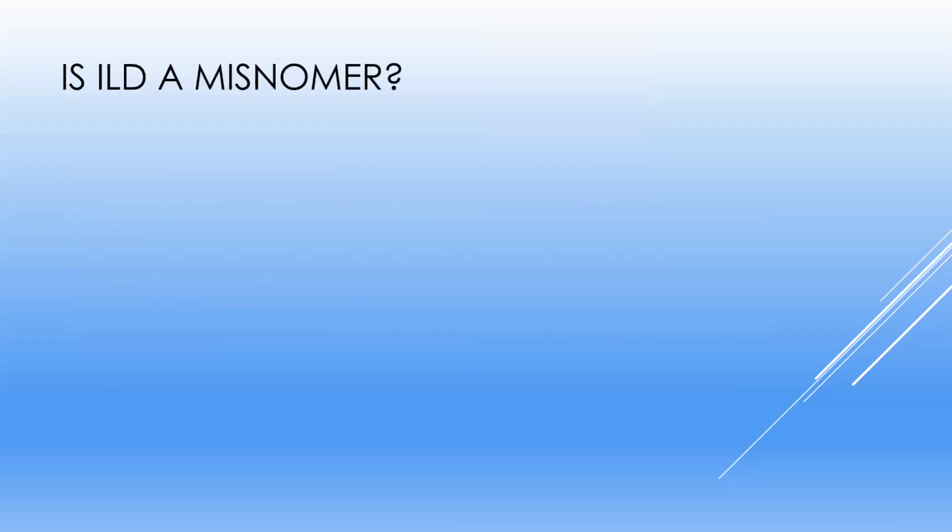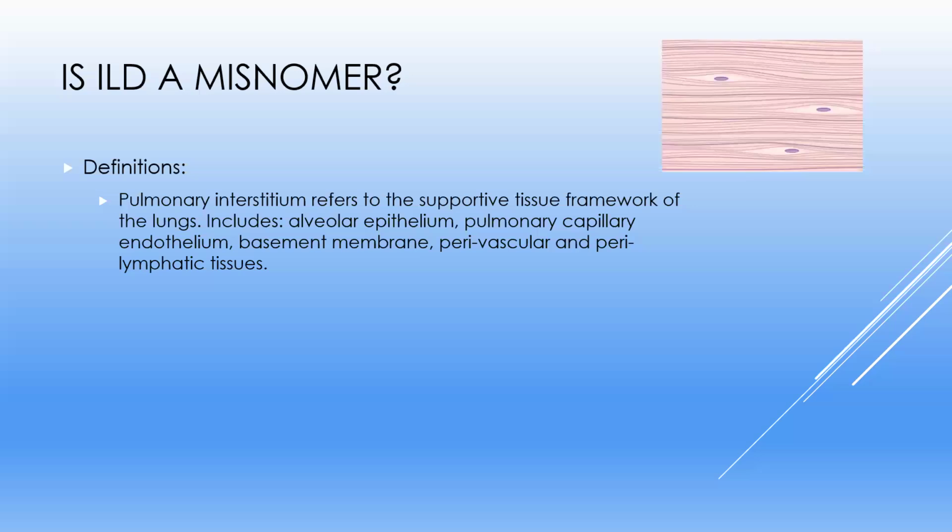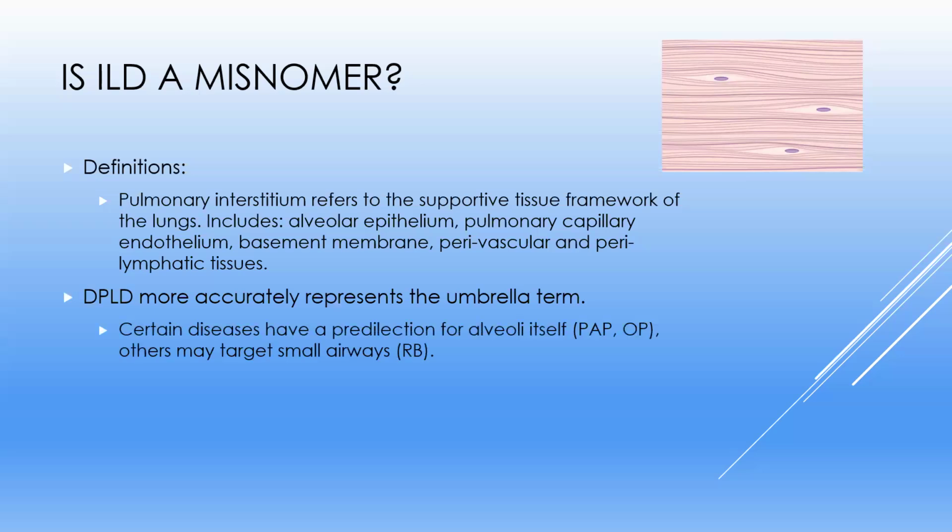So one might be wondering, is ILD technically a misnomer? Technically, yes. By definition, the interstitium of the lung actually refers to the supportive tissue framework of the lungs. This includes the alveolar epithelium, capillary endothelium, basement membrane, and associated lymphatic tissues.